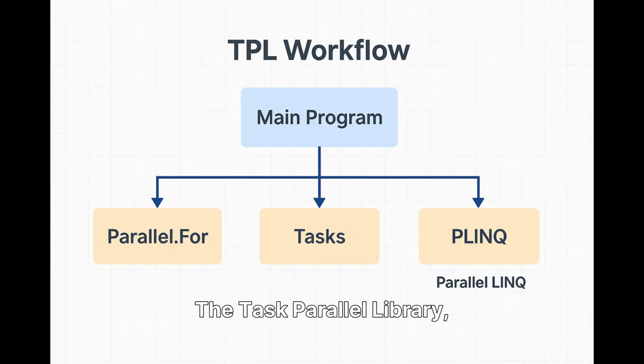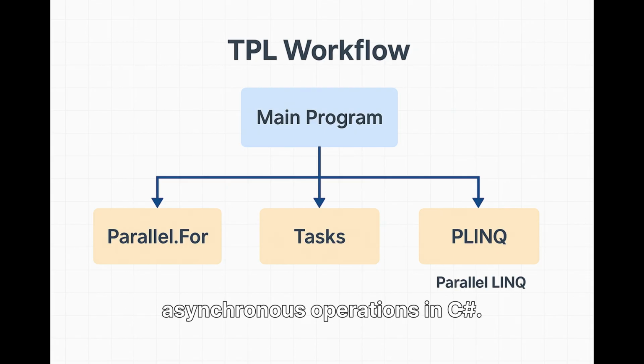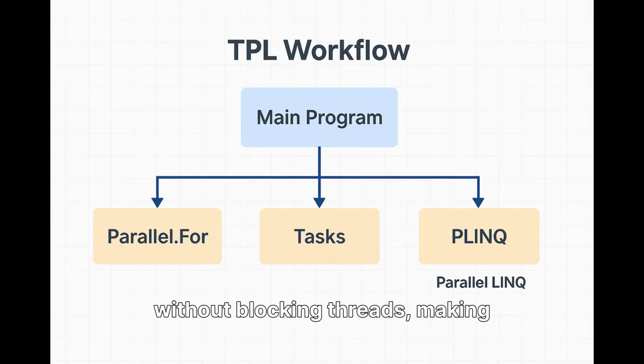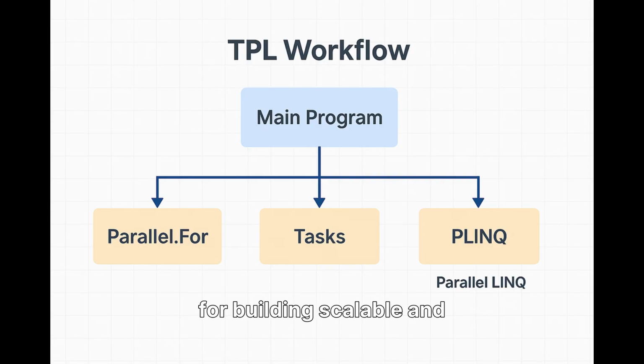The Task Parallel Library, or TPL, with Task, async, and await, is the modern, high-level, and preferred approach for most asynchronous operations in C#. It offers unparalleled simplicity in writing complex concurrent code, provides robust error handling, and ensures responsiveness without blocking threads, making it the go-to solution for building scalable and maintainable applications.